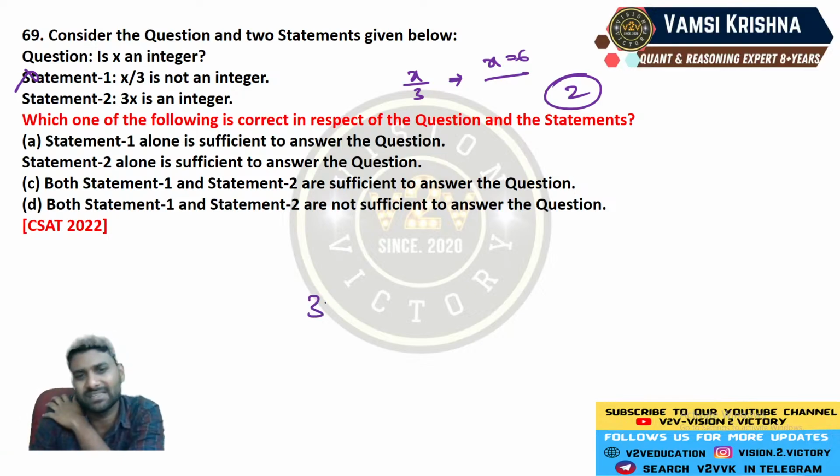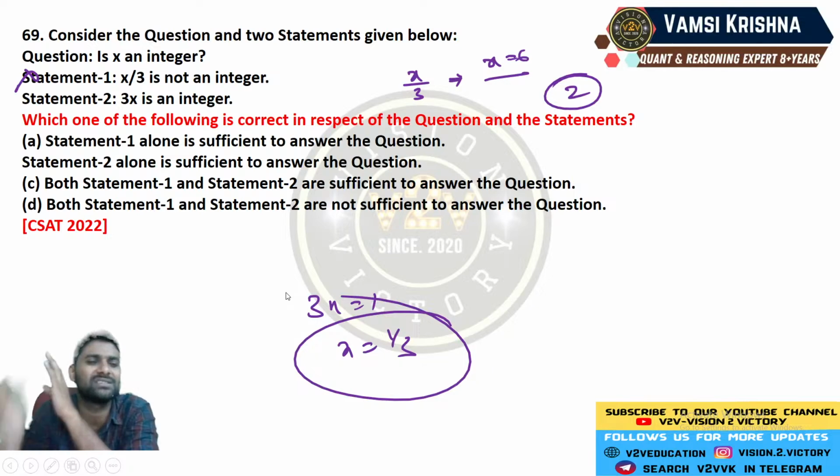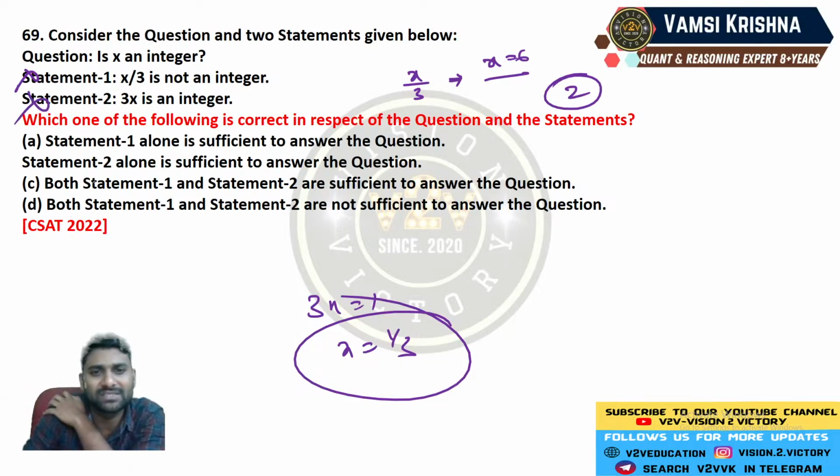3x is an integer. If 3x is equal to 1, then x is equal to 1 by 3. So here x is not an integer. Both are invalid statements. By looking at these statements, don't assume that both are right. Both are wrong, and they do not follow any conclusion.